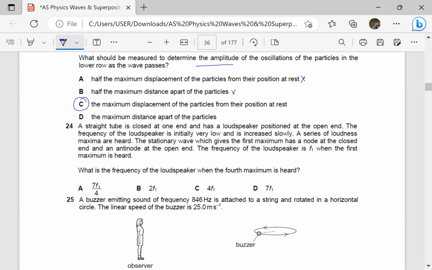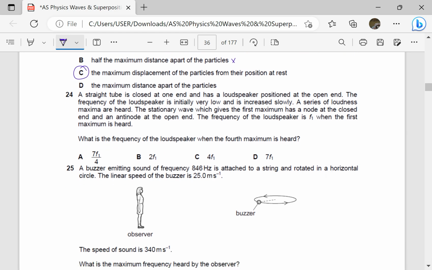A straight tube is closed at one end and has a loudspeaker positioned at the open end. The frequency of the loudspeaker is initially very low and is increased slowly. A series of loudness maxima are heard. The stationary wave, which gives the first maximum, has a node at the closed end and an antinode at the open end. That one is very easy. So there's a node at the closed end and an antinode at the open end for the fundamental.